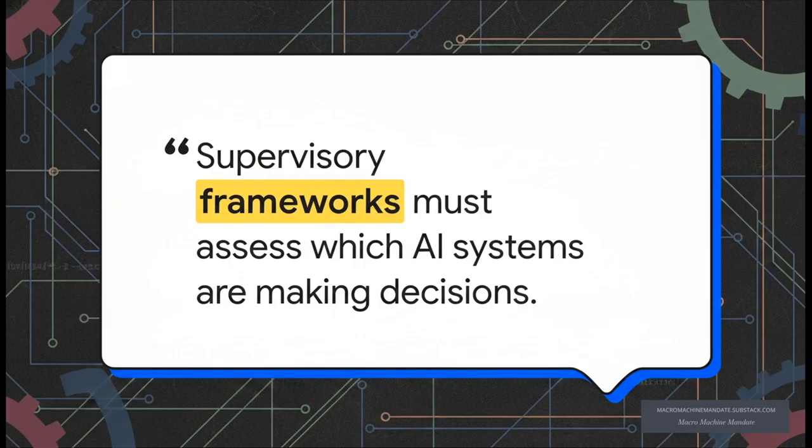The Bank for International Settlements has stated that supervisory frameworks must now assess which AI systems are making decisions and at what timescales. Governance adaptation isn't some futuristic thought experiment anymore. Institutions are actively restructuring right now because non-human transaction initiators are here to stay.